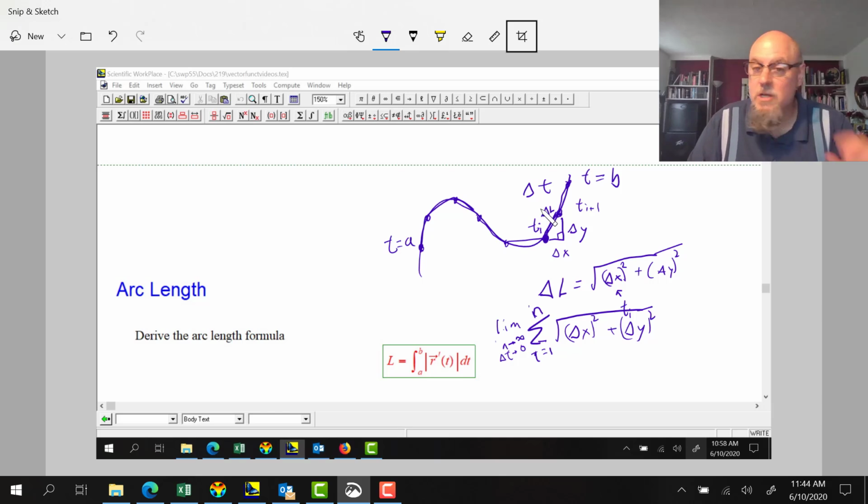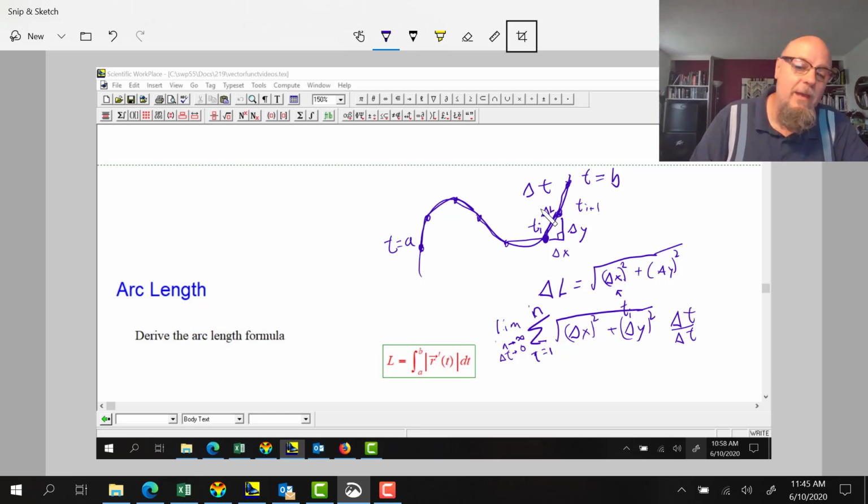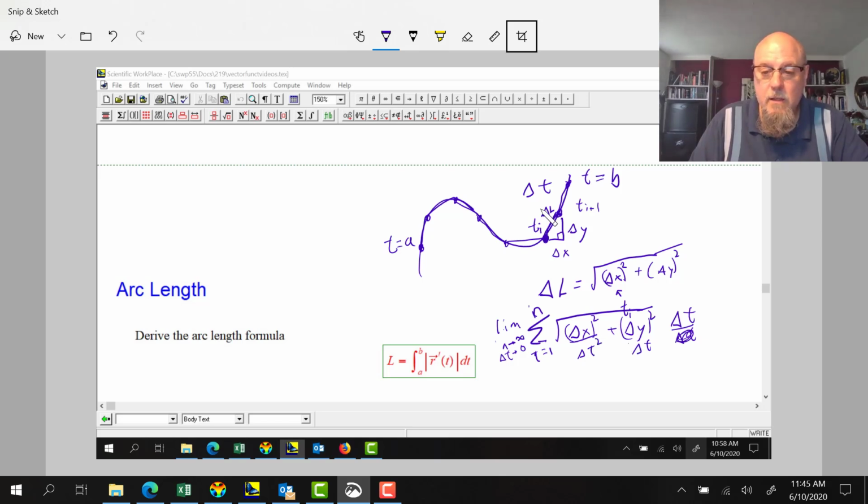So I'm going to take this expression, and before I take the limit, I'm going to multiply top and bottom by delta t over delta t. I'm just multiplying by 1. But this bottom delta t, I'm bringing inside the square root sign. If it goes inside the square root, it becomes squared. So it's going to be delta t squared here. Now I've got delta x over delta t all squared.